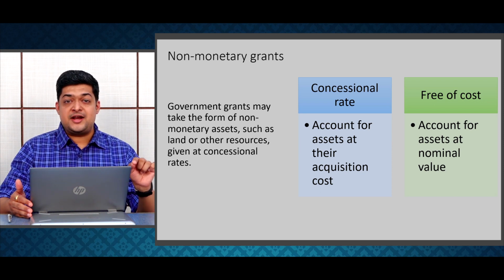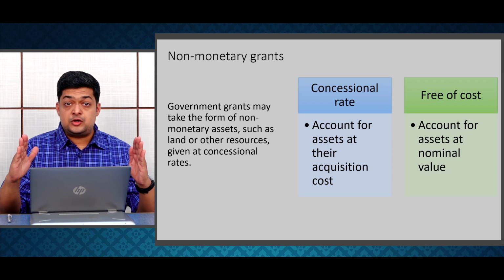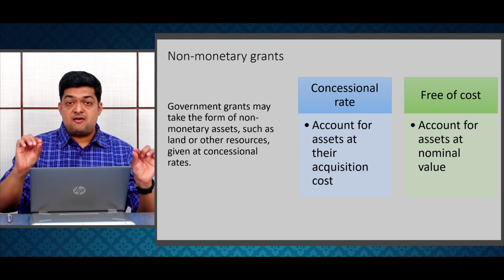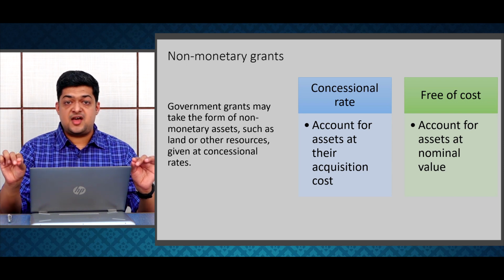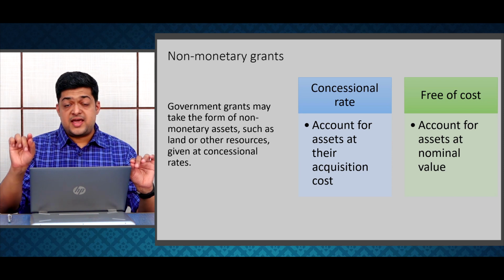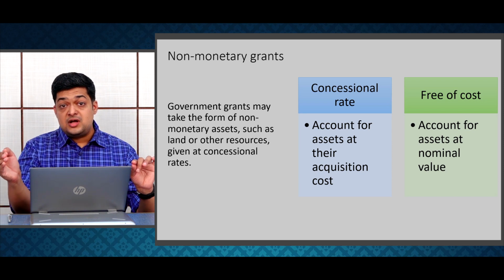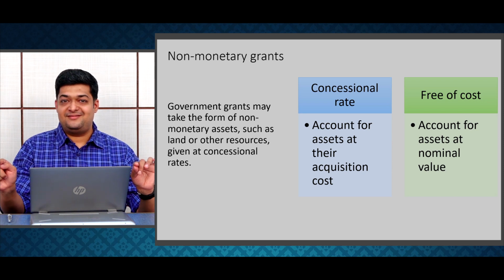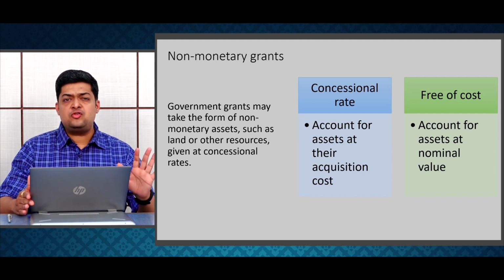Now this is non-monetary grant, and this is different from grant for specific asset. Please understand the difference between the two. Case 1, government gives you land for 1 CR, the fair market value of which might be 10 CR. This is non-monetary grant. Case 2, you acquire land of 10 CR and government gives you 9 CR as subsidy or grant. This is a grant for specific asset, which we shall discuss later. Right now we are discussing non-monetary grants. So how do you account for a non-monetary grant?